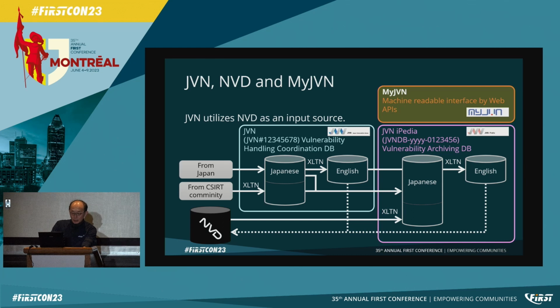JVN and JVN iPedia serve as a centralized vulnerability database, gathering information from various sources, Japan and of course the CERT community and the National Vulnerability Database. It provides a comprehensive view of vulnerability countermeasure information. MyJVN is an essential tool for security automation and vulnerability management. It enables users to efficiently track and manage vulnerabilities within their systems, providing timely alerts and updates. This presentation focuses on MyJVN.